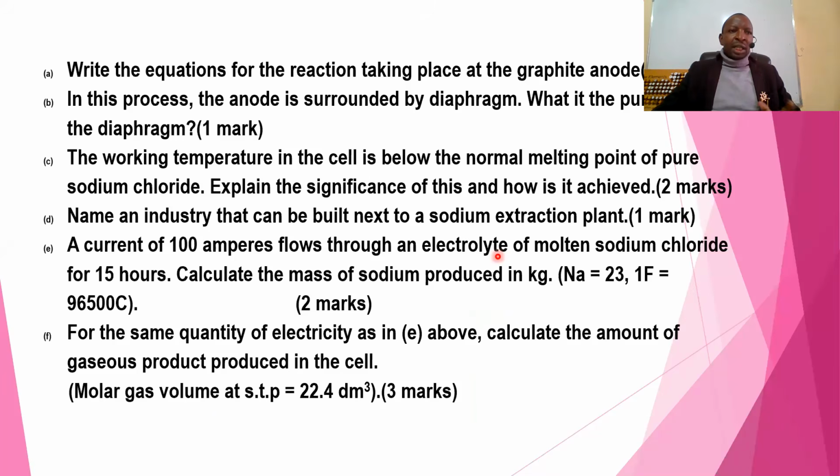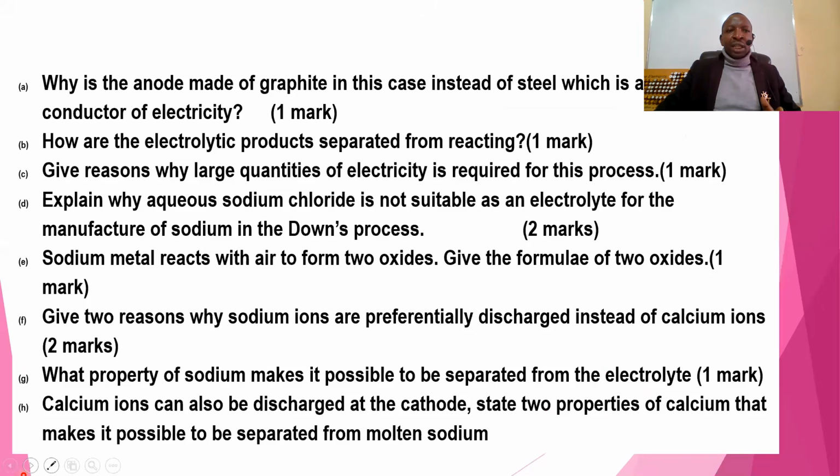Write the equation for the reaction taking place at the graphite anode. You are told in this project the anode is surrounded by a diaphragm. What is the purpose of the diaphragm? All the way, including calculation, all the questions on sodium that can be tested by the examiner are captured here. You can see from A up to F, about 30 marks from here. We are able to derive 30 marks from here. I'm not yet done. There are more questions here. You can look at that.